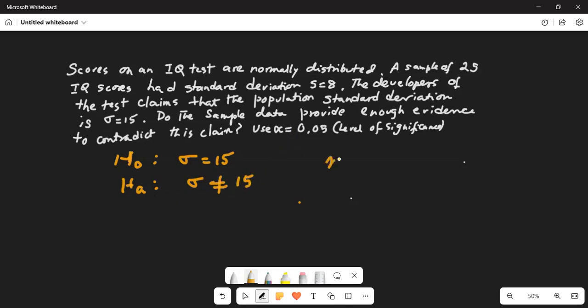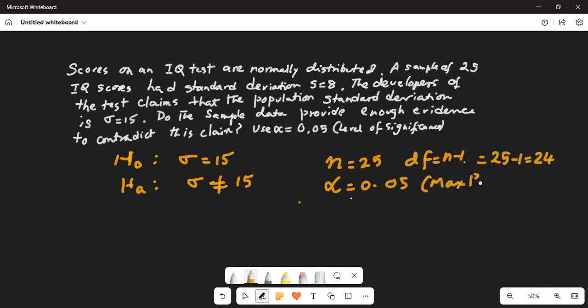My sample size n is equal to 25. So my degrees of freedom is n minus 1, which is 25 minus 1, which is 24. The alpha level of significance is 0.05. Okay, so this is the maximum probability of making a type 1 error.